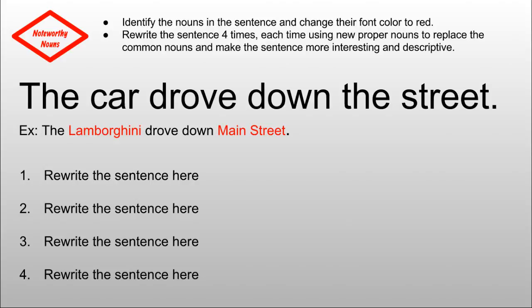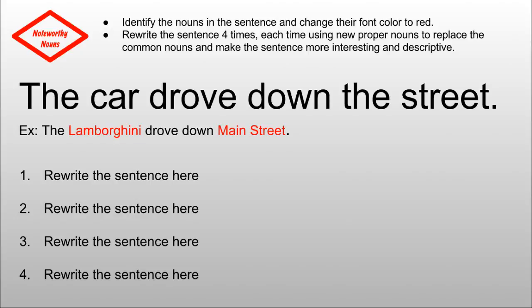So you're going to identify the nouns in the sentence and change their font color to red. So you can see in my example that I've given you, I've replaced the word car with Lamborghini, and I replaced the word street with Main Street. So I've given specific proper nouns. The Lamborghini drove down Main Street. Now that should give you a clearer image in your head than the car drove down the street.